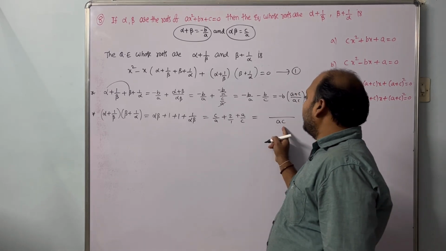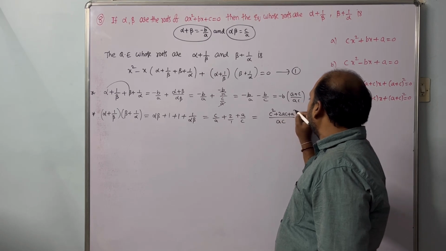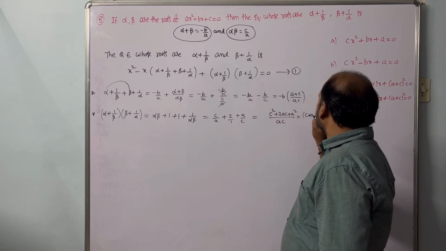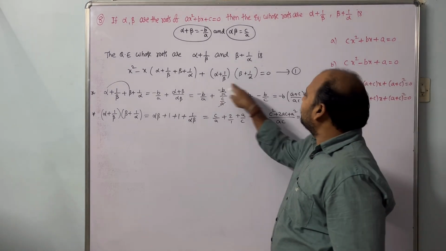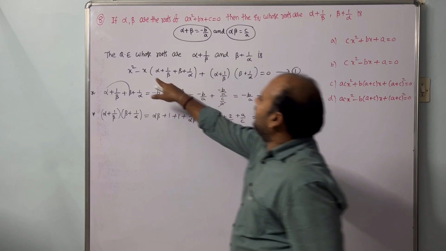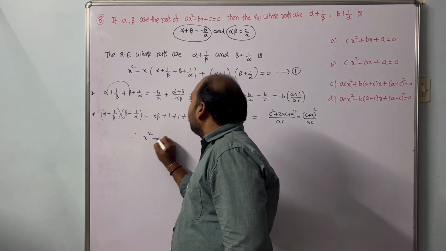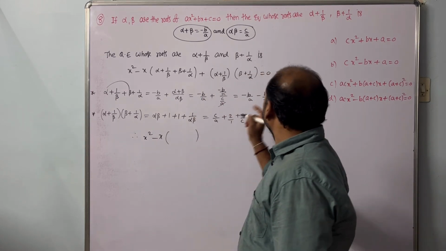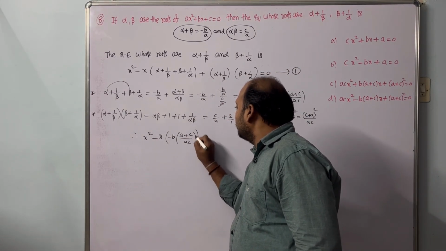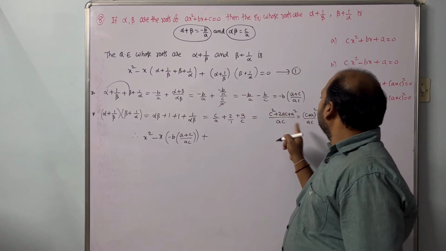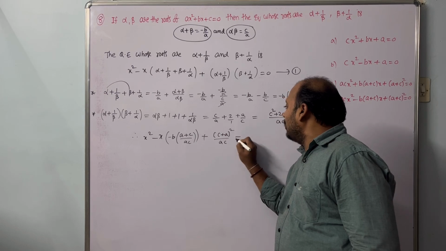So now a gets cancelled, c square will come plus 2ac plus a square. So it is nothing but c plus a whole square divided by ac. Product of the roots, sum of the roots: in place of this, replace with this value. In place of this, replace with this value. Therefore, the required quadratic equation is x square minus x into minus b into a plus c by ac plus the product of the roots, c plus a whole square divided by ac, equal to 0.